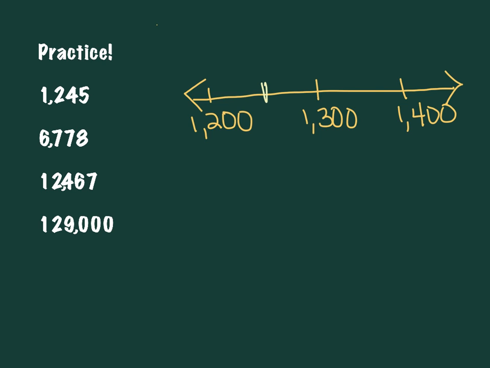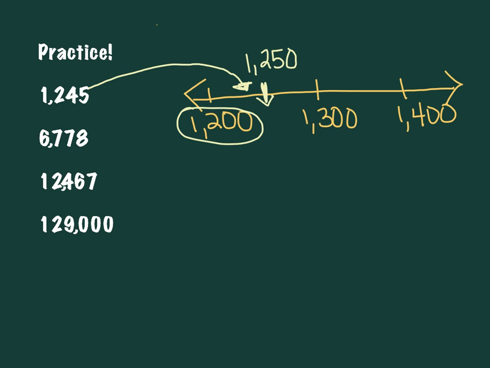What's going to be here in the middle of those two numbers? Hopefully you figured out that would be 1,250. So once I figure that out, I realize that my 1,245 is going to be on this side of that 1,250. So if I were going to round to the nearest 100 in this instance, 1,200 would be my answer using the number line method. Let's take a look at the next one.